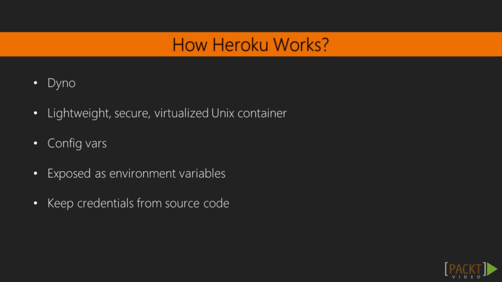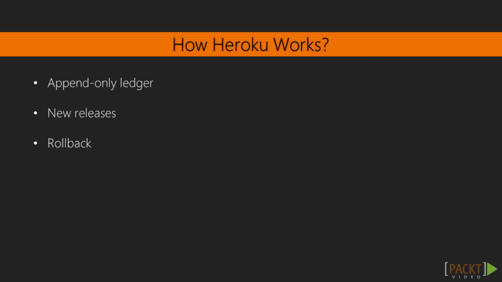At runtime, config vars are exposed as environment variables, allowing you to change how your application behaves, for example, to which database it should connect. You will want to keep credentials and similar information out of source code.